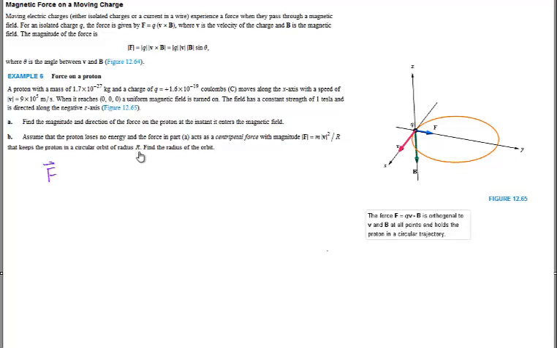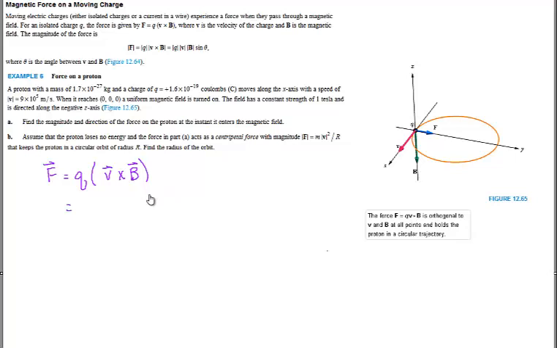They ask me first up for the force. In A, they want the magnitude and direction of the force, and they tell me that that is given by, and they're going to tell you your formulas. You're not expected to know these formulas or have them memorized or anything of that sort. They'll tell them to you. So they give me the formula for this. So I know that this force vector equals Q times the cross product of vector V and vector B.